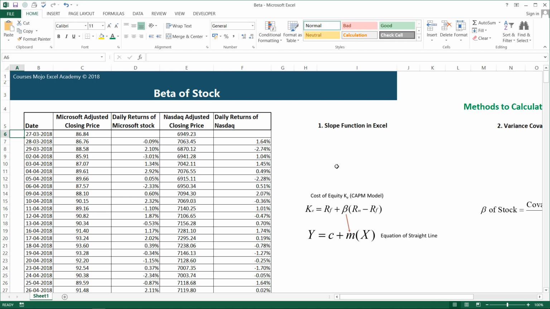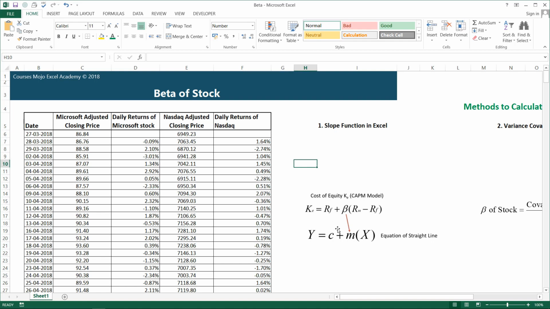To know that, let's see where beta is used. Beta is a component of the capital asset pricing model, CAPM, which is used to calculate the cost of equity in valuations. And the formula for cost of equity is given by KE equals RF plus beta into (RM minus RF), where RF is the risk-free rate, RM is market return, and it is a linear equation of straight line. And we know equation of straight line is y equals c plus mx, where c is constant and m is slope.